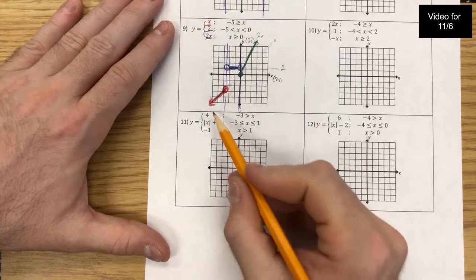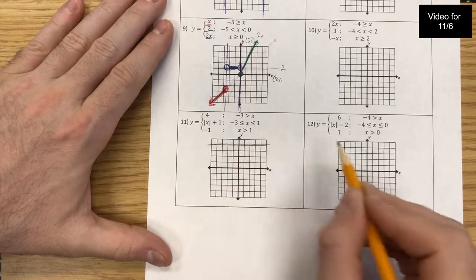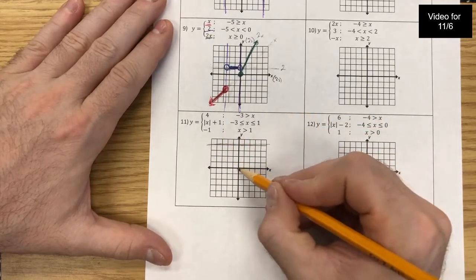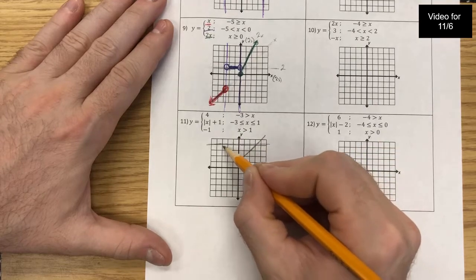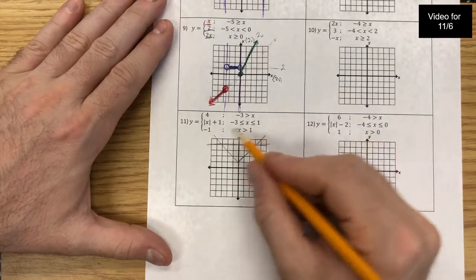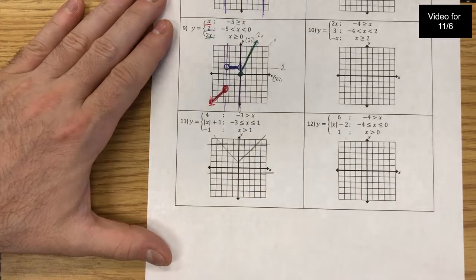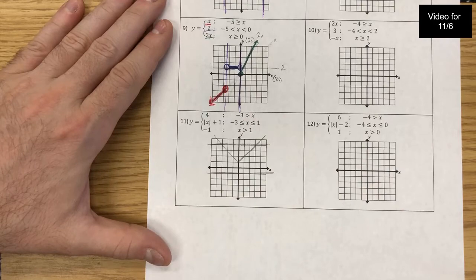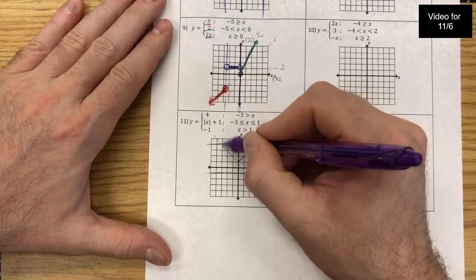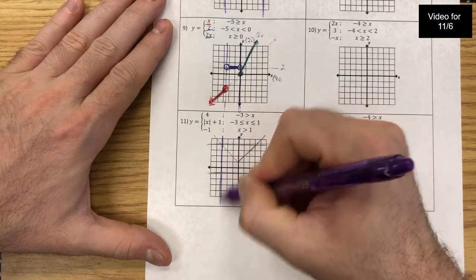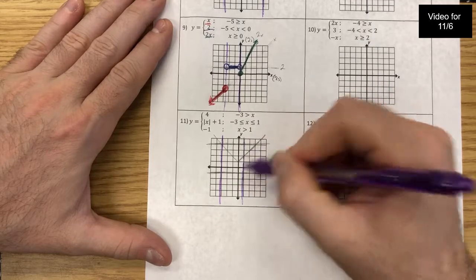Last one. Y equals 4 is going to be a horizontal line. X plus 1, that's going to be a v that has shifted up by 1. Boom. Got that? And then negative 1, that's another horizontal line. Awesome. So I'm going to find my boundaries at negative 3. So 1, 2, 3. I have a boundary right here. And then again at 1, I have a boundary right here.